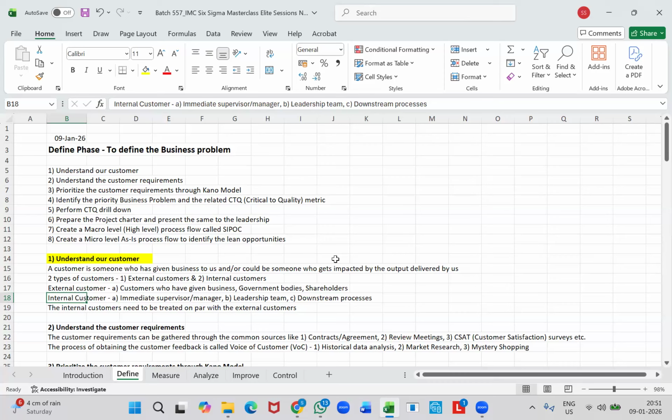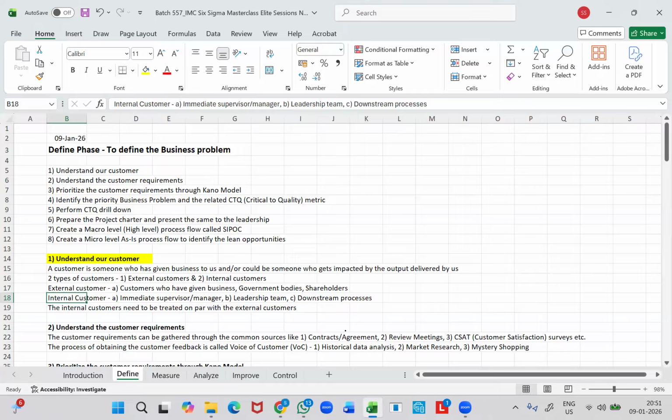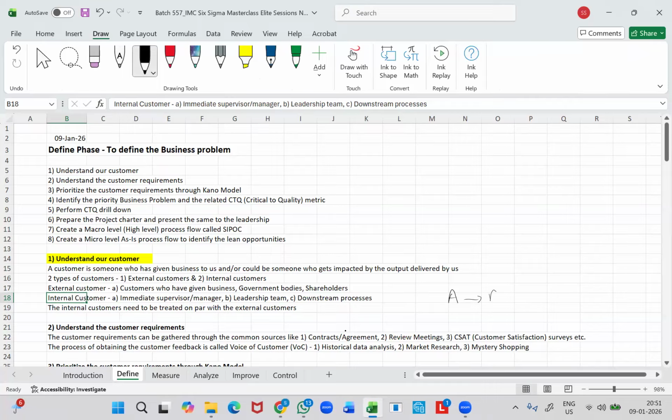And the third entity within the internal customer group is the downstream processes or the downstream activities. So when we have the activities arranged in a series like this, we have seen this several times before. So again, one more time, to understand how the downstream activities are going to get impacted by the quality of output produced by the upstream processor.